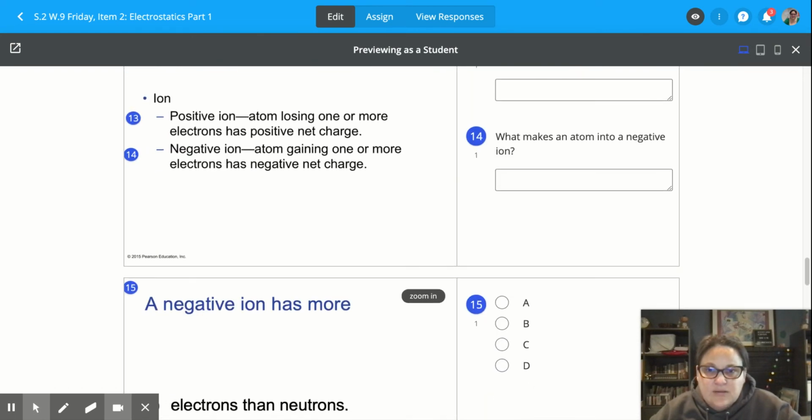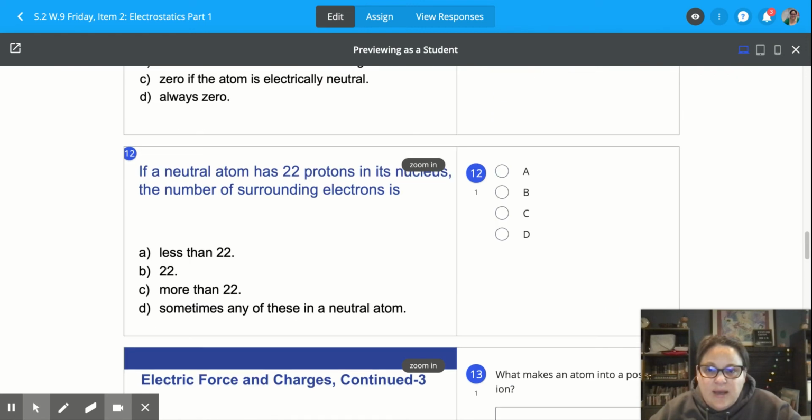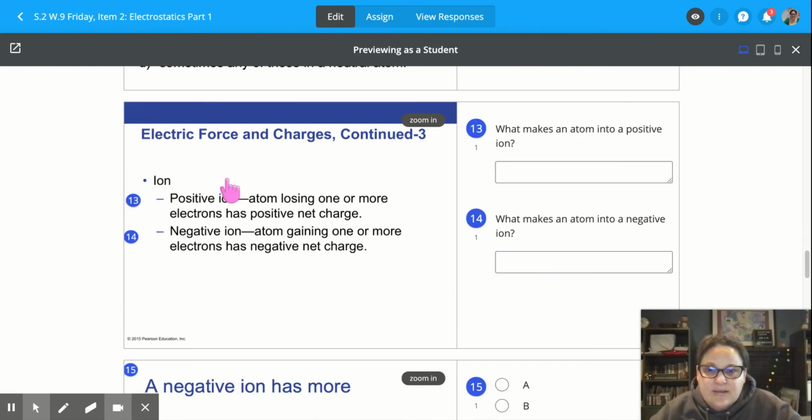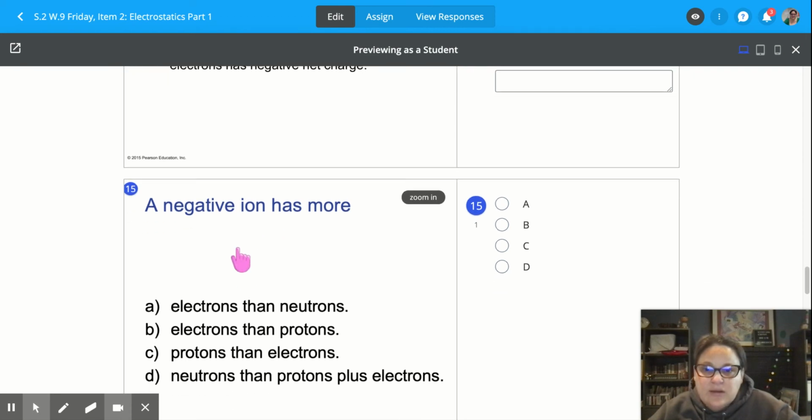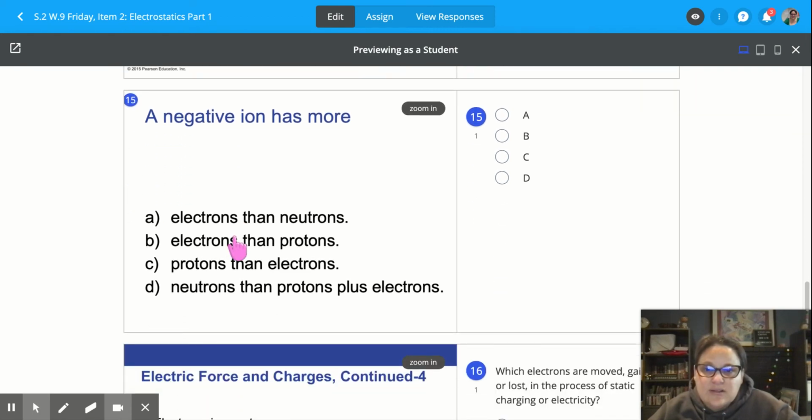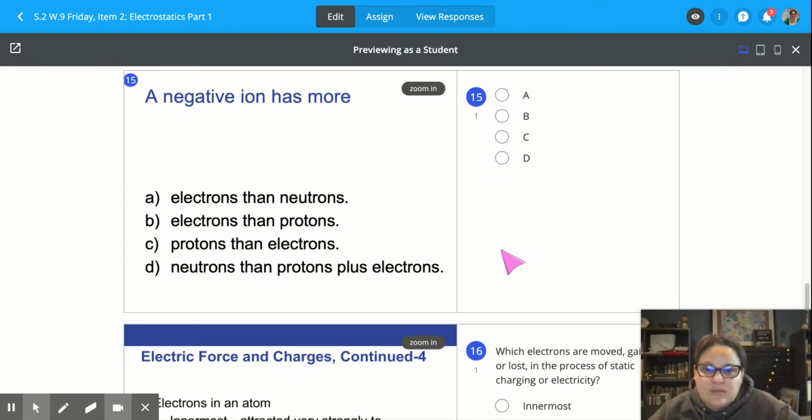Electric force and charge continued. So here we have the description of a positive and negative ion. A positive ion is an atom that has lost one or more electrons, which means that you now have a proton that doesn't have a pair to cancel it out. A negative ion is an atom that has gained one or more electrons. A negative ion has more electrons than neutrons, electrons than protons, protons than electrons, or neutrons than protons plus electrons?